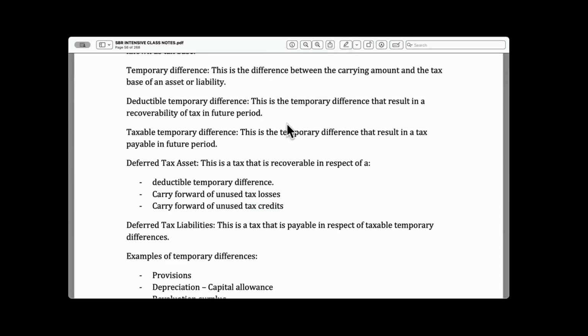Is there any deferred tax that can arise from share-based payment? Under share-based payments, there is no deferred tax in cash settled, but under equity settled share-based payments, it's allowed a deduction, so there can be a temporary difference there.